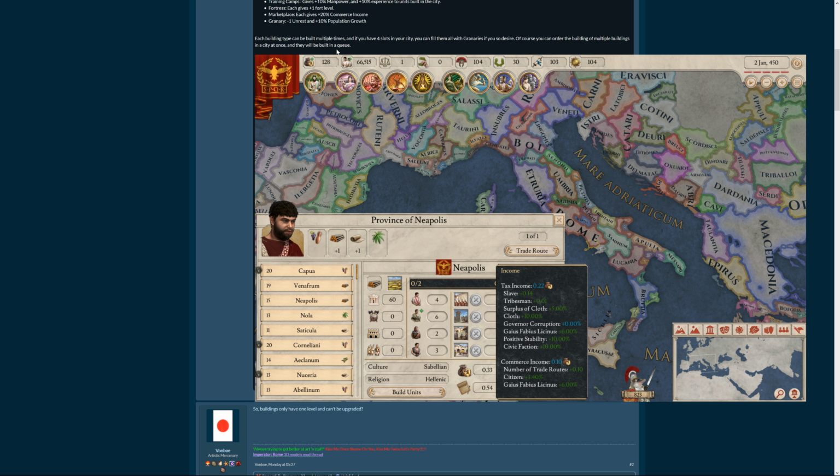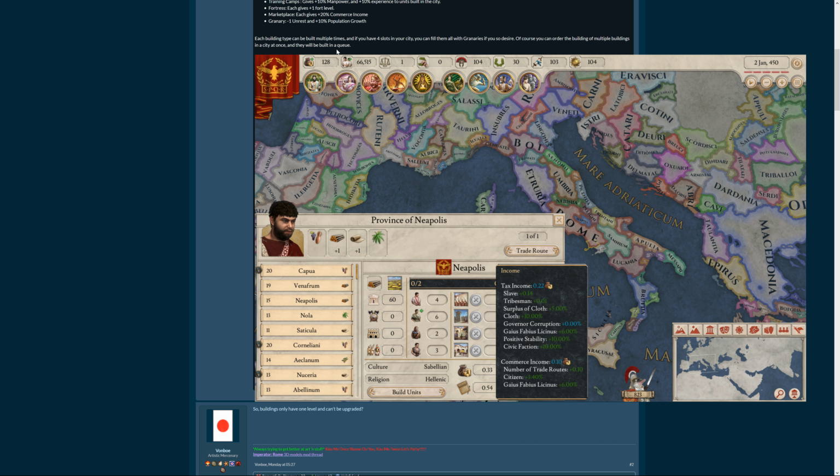Then we have positive stability. We can see here that I think this is stability +1. So positive stability brings 10% per 1, probably. That's just speculation. Civic faction. So we would have some kind of a burgher or maybe patrician faction in power here, and probably in our realm. That gives another 10%. So that would probably be a good income.